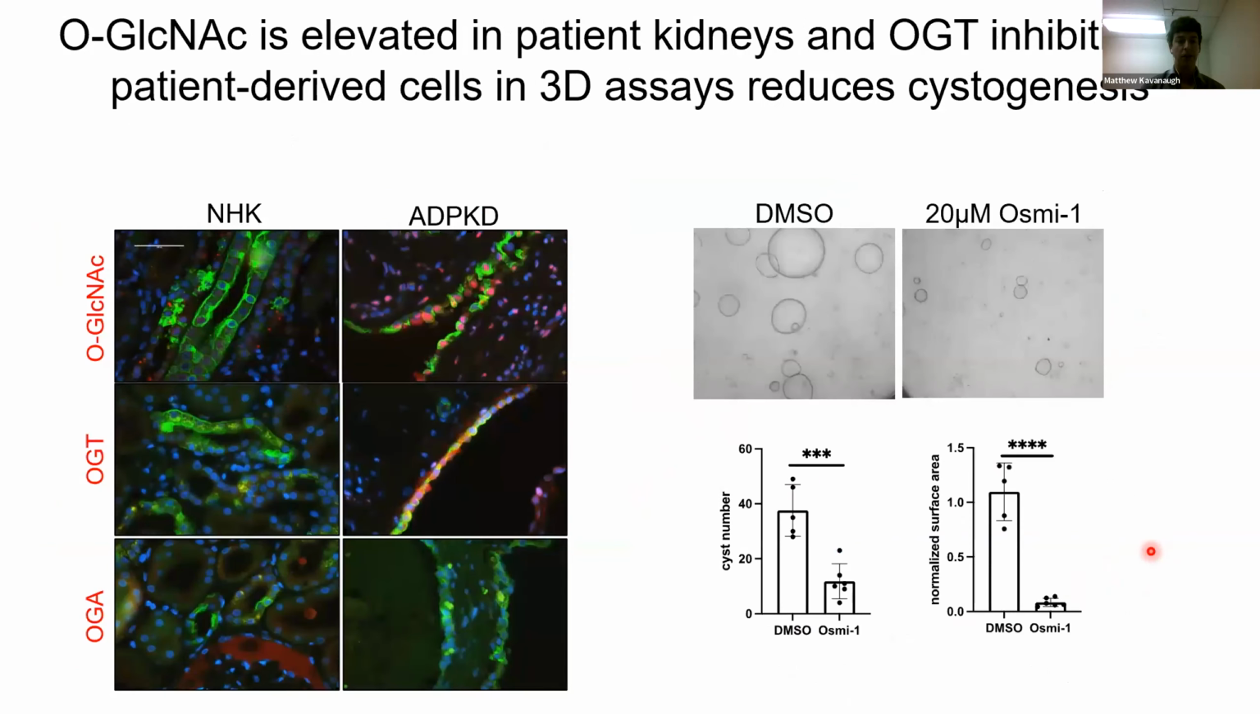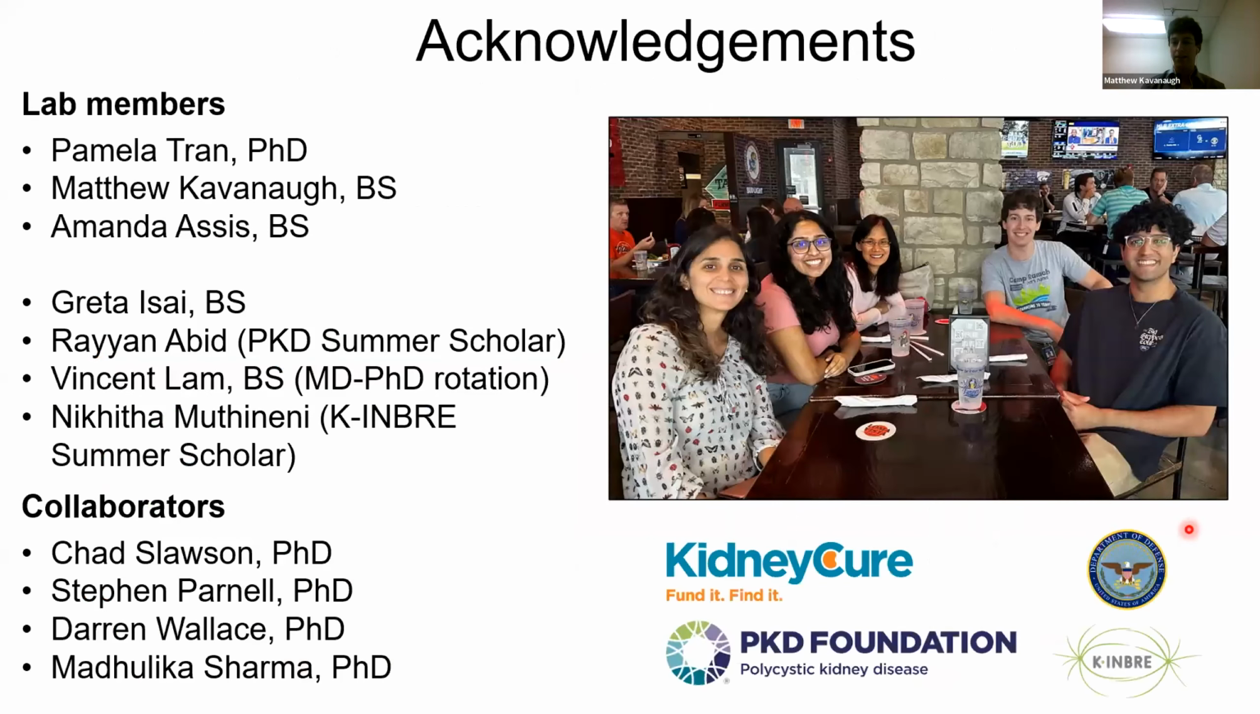And finally, just so you know that it isn't exclusively a mouse phenomenon, I wanted to show you some patient histology here on the left, showing elevated O-GlcNAc in the nuclei of cyst lining cells here marked with DBA. And when we did some 3D in vitro assays to generate cysts using patient-derived cells, administration of OSMI-1, a drug that inhibits OGT, was able to get us a decrease in both the number and size of those cysts. I think that's all I've got.